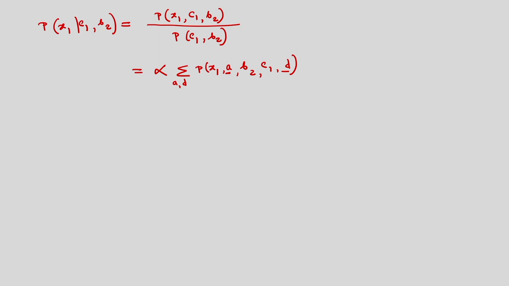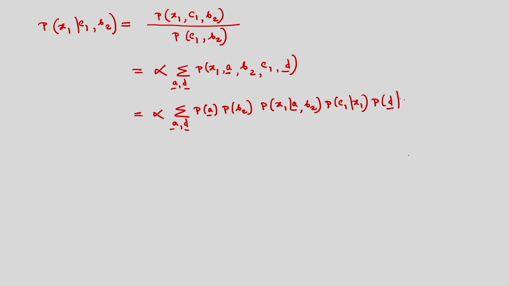So alpha is the proportionality constant. So it is alpha, summation over A and D. A and D is the vector, A and D. The probability of A, probability of B2, probability of X1, A, B2. A is a vector, already I told you. Probability of C1 given X1, and probability of D is a vector, so it is X1.